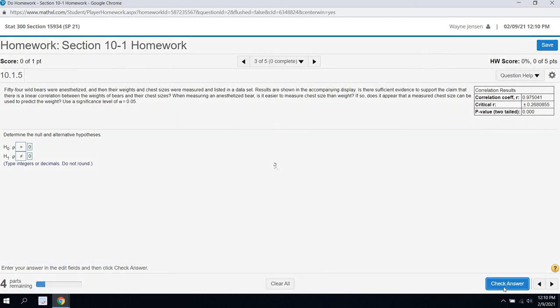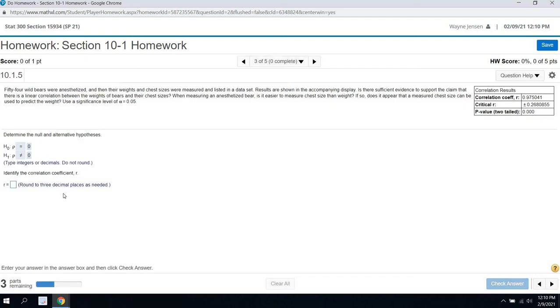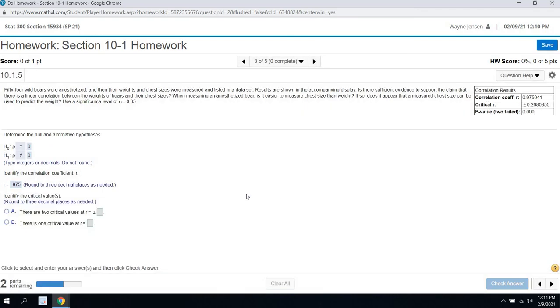So let me check that answer, because what I wanted you to know is once you get beyond this point, everything's the same. This is like 2.4, and that's why it's on the 10.1, it's a 2.4 reinforcement. Now what's the R value? You don't have to calculate anything. It's up here in the corner, where I'm highlighting. The R value is this correlation coefficient, 0.9750. They want 3 decimal places, so I'll put 0.975. I didn't have to do anything, just know where to find it.